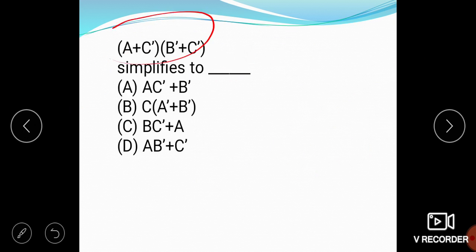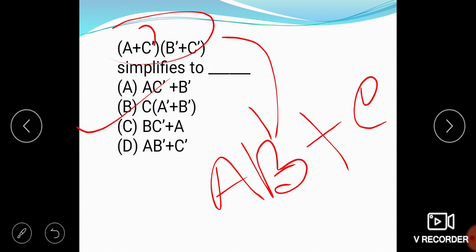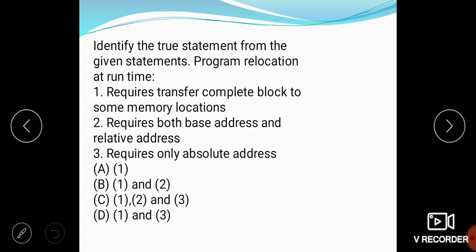Now here, simplify. How can you simplify? This is the formula, as I said, the distribution formula. So A, B bar and C bar. Okay, this is the distribution formula. You have to remember all the Boolean algebra formulas.